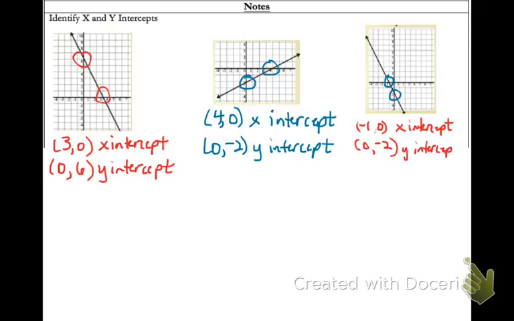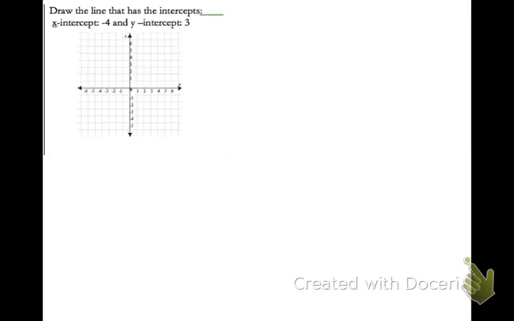So from the graph, this is just another important feature of a line, where it crosses the x and the y axis, and that's how you find it. Now, if we know the x and the y intercepts, we can then draw the line. So I have the x-intercept at negative 4, so I know that that's going to be negative 4, and since it's on the x-axis, it has to be 0. And then the y-intercept is at 3, so that's the point 0, 3.